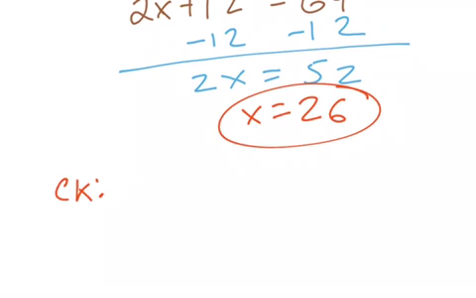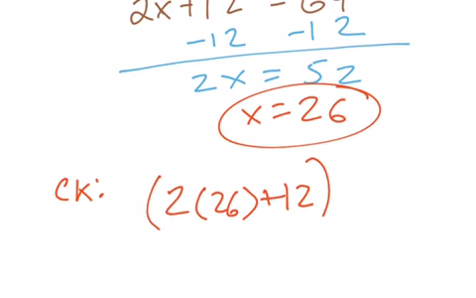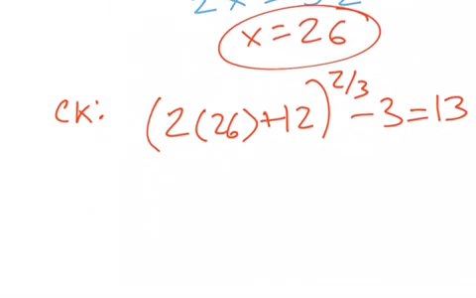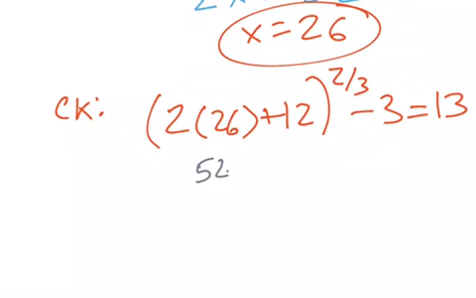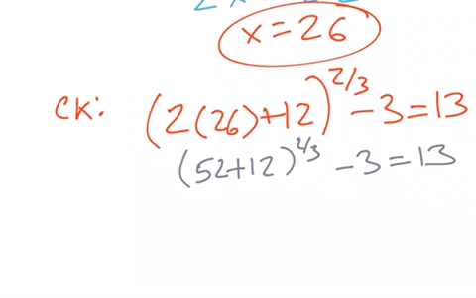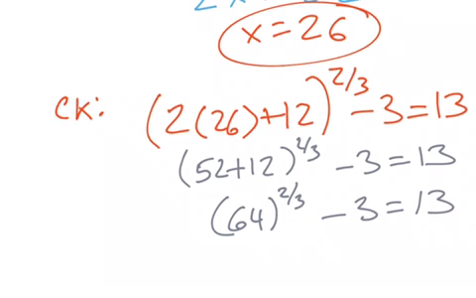Okay, so this one's a little bit more complicated than the previous one, so I'm going to go ahead and check this. So if I plug it back in, we have 2 times 26 plus 12 to the 2/3 minus 3. Is it 13? I don't know. Let's find out. 2 times 26 is 52 plus 12 to the 2/3 minus 3. Does it equal 13? This gives me 64 to the 2/3 minus 3 equals 13.